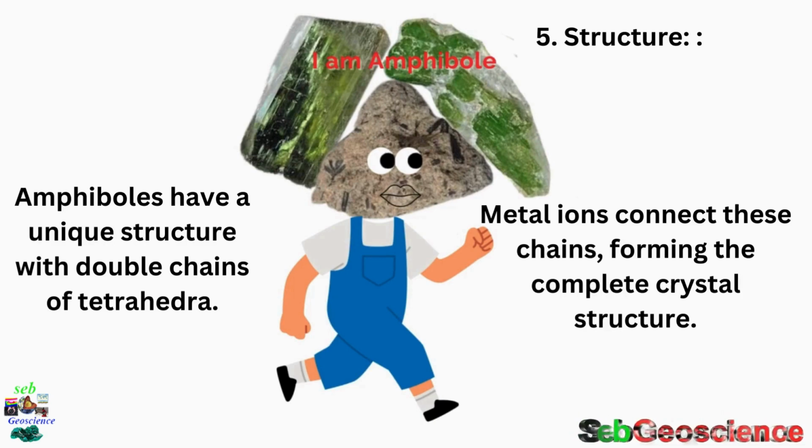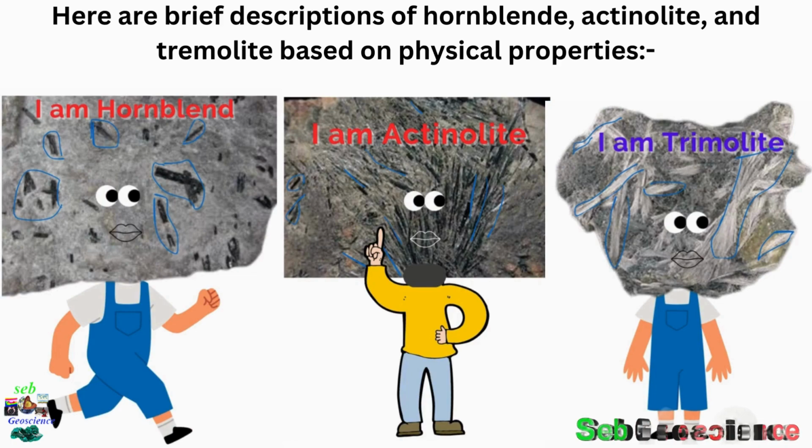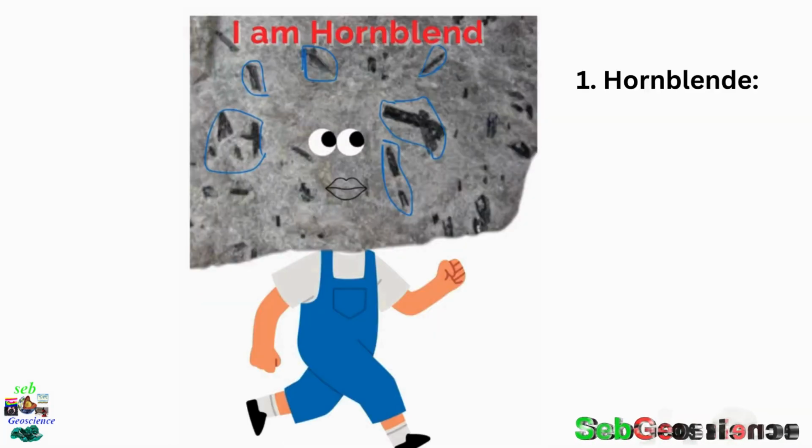So we have seen the descriptions of the amphibole group. Now we will distinguish the three most common amphibole group minerals, Hornblende, Actinolite, and Tremolite, based on their physical properties, one by one. The first one is Hornblende.